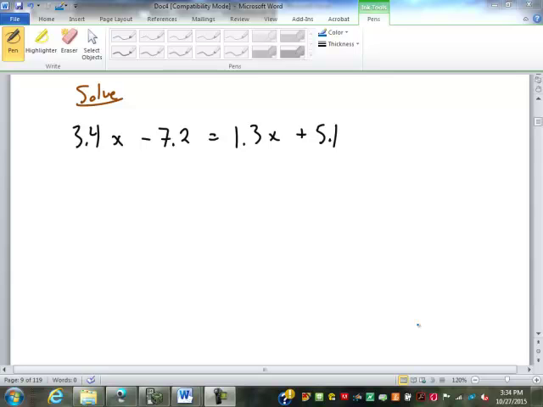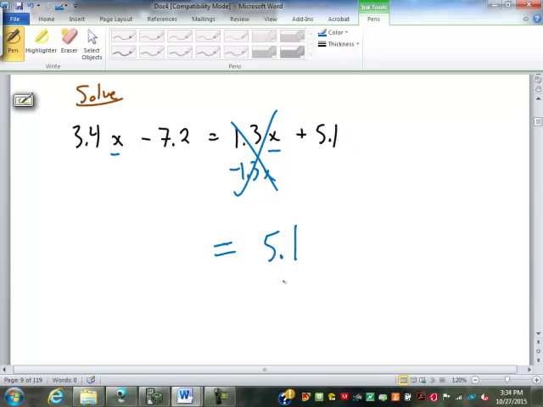So where would we start this problem? Okay, there's an x on each side. We have to get rid of one of those. So we're going to get rid of the smaller one, which is the 1.3x. So we subtract 1.3x. On the right side, all that's left is the 5.1.